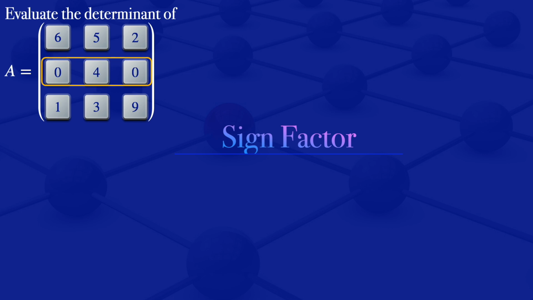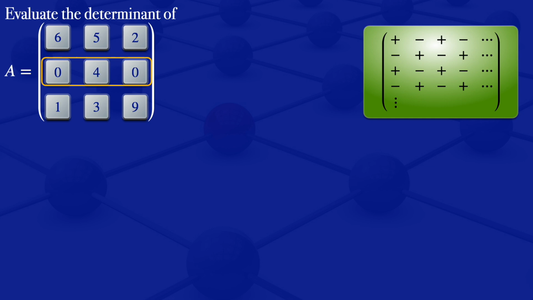For the sign factor, we look at the array of positive, negative, positive, negative. If we look at this 0 here, it is on the second row, first column. It's corresponding to a minus here, so its sign factor is a -1. The 4 is corresponding to this positive. It's on the second row, second column, so its sign factor is a plus. Then for the 0 here, it's corresponding to this minus sign, second row, third column, so its sign factor there is a -1.